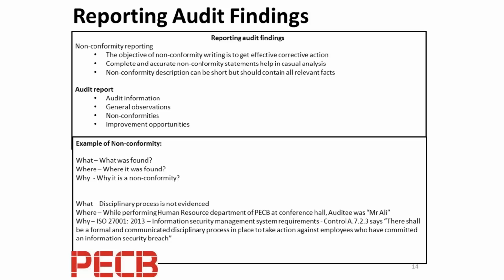Why? ISO 27001:2013 Information Security Management System Control Annex A 7.2.3 says there shall be a formal and communicated disciplinary process in place to take action against employees who have committed an information security breach. Okay, so that's what we have to understand. That is not there. So that's why we are giving a non-conformity.